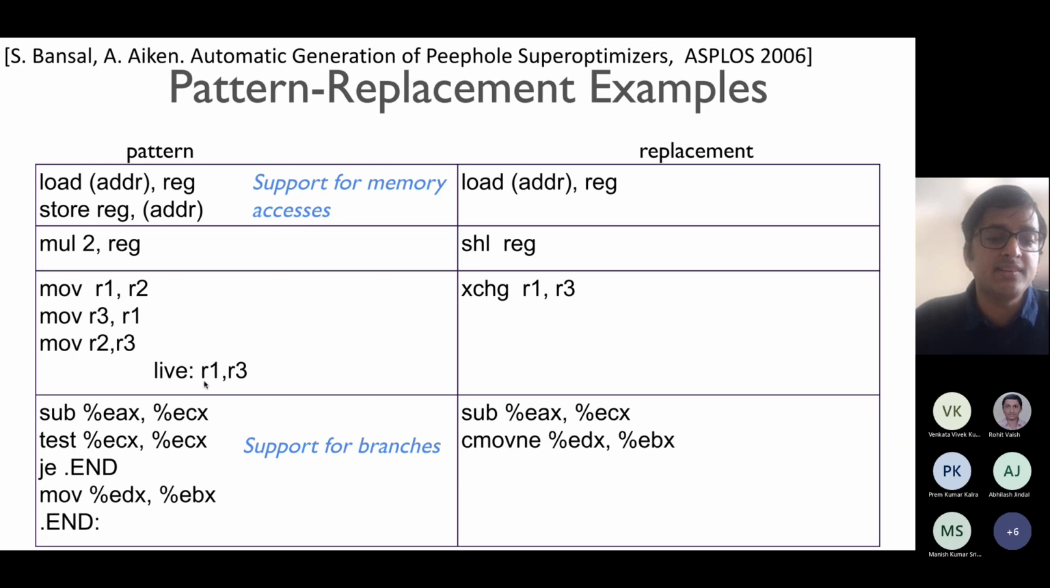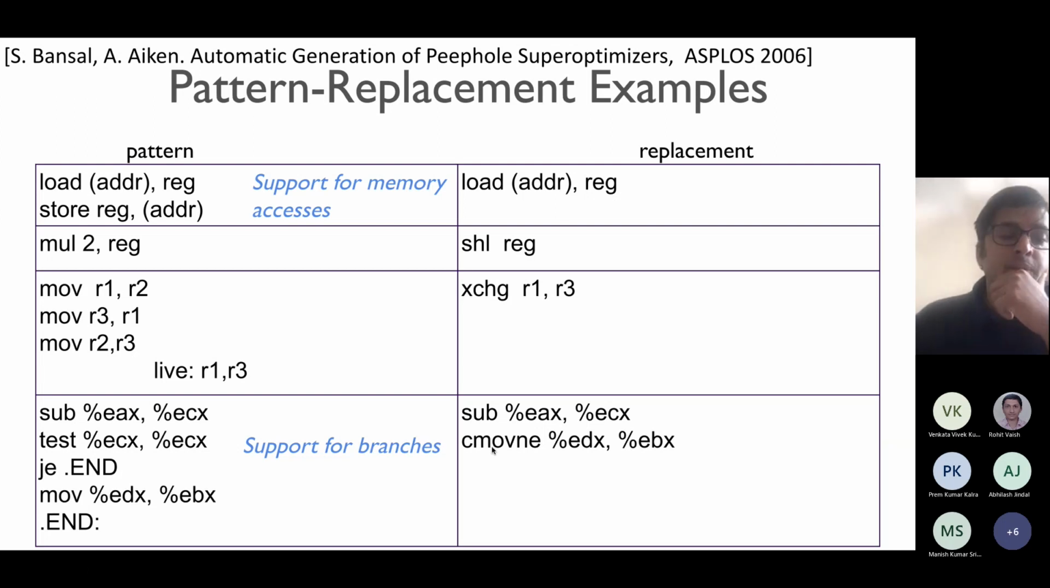Further, we also supported another kind of pattern matching feature, which was what are the live registers at the end of the sequence. So if the live registers are only R1 and R3 and not R2, then it's possible to replace it with a single exchange instruction in the x86 architecture. We also supported branches, right? For example, this is a conditional branch, and it's being replaced with a conditional move.